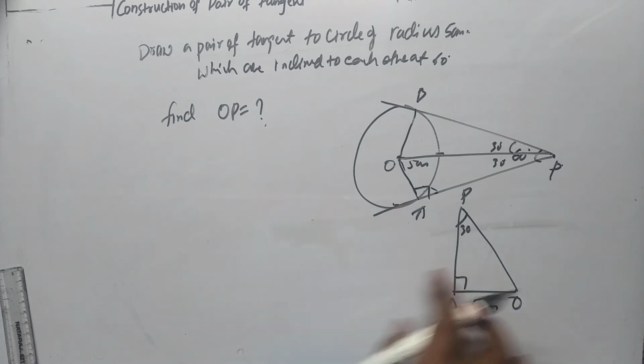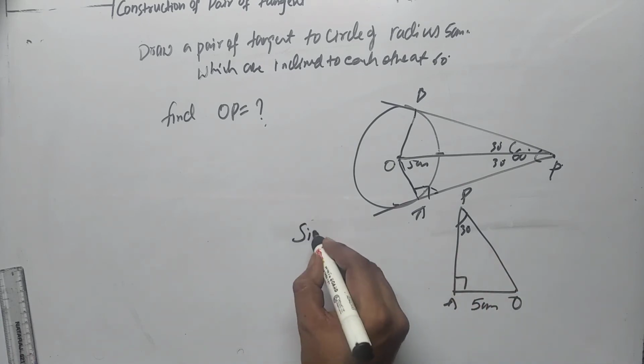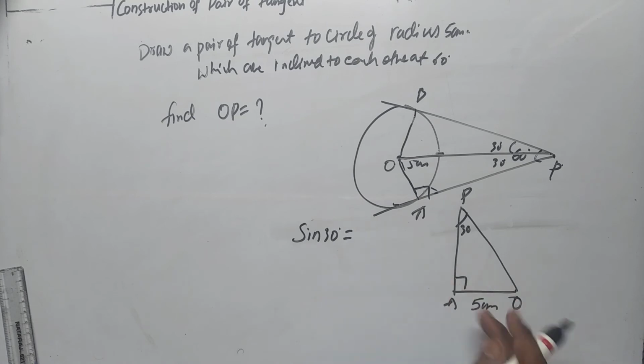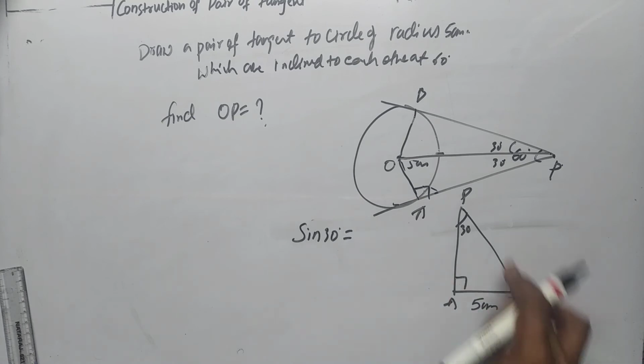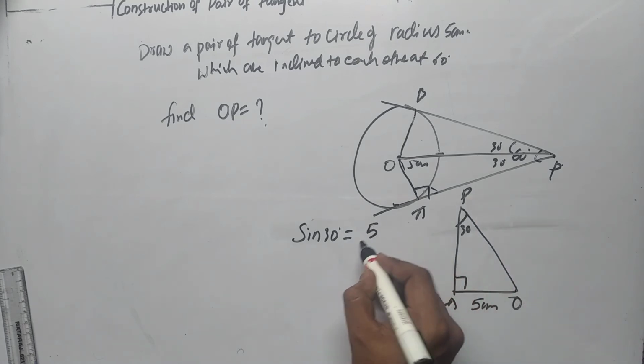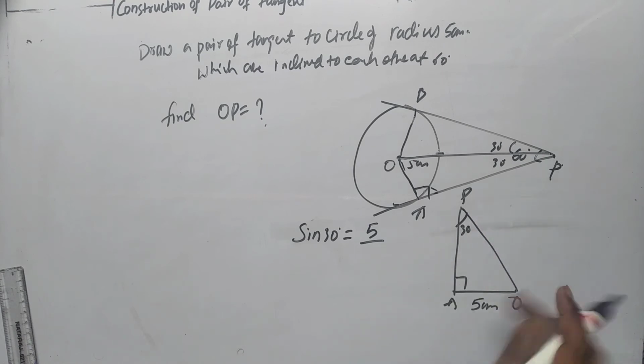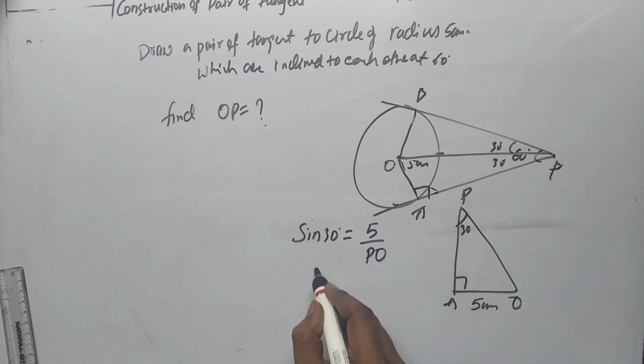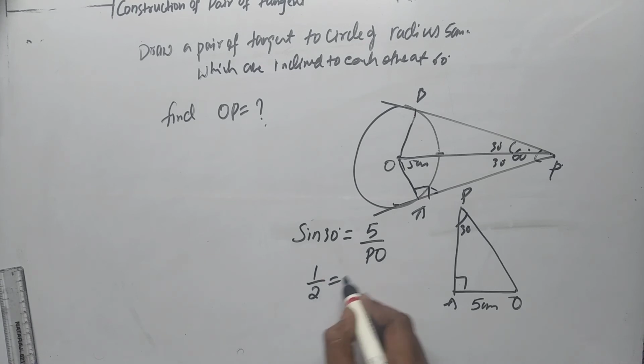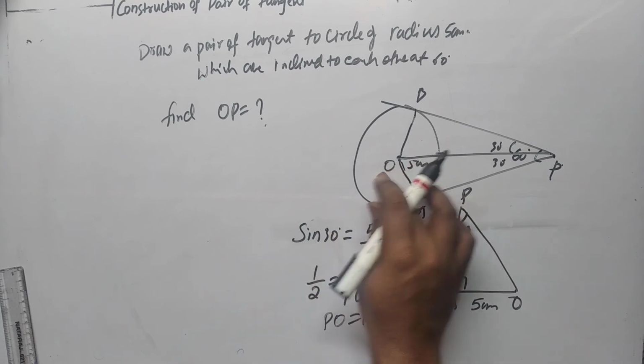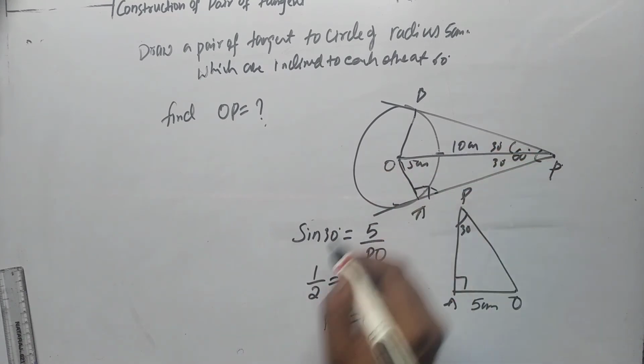sin 30, this is opposite to this, so sin 30 is equal to AO by PO. The AO value is 5, and we have to find PO. So sin 30 is 1 by 2, which is equal to 5 by PO. If you cross multiply, we get the value. 5 twos are 10. So the PO value we got is 10 centimeter. So the distance OP is 10 centimeter.